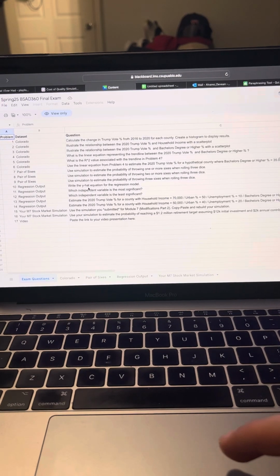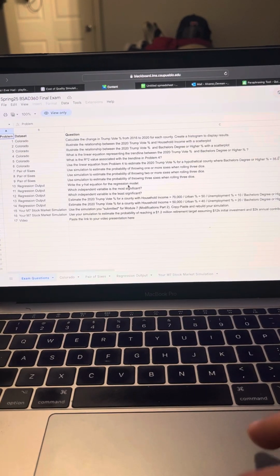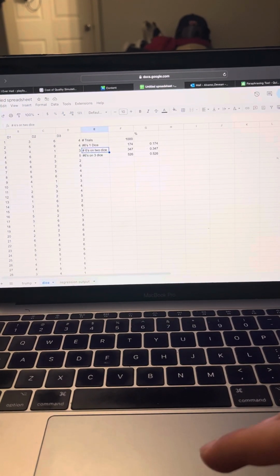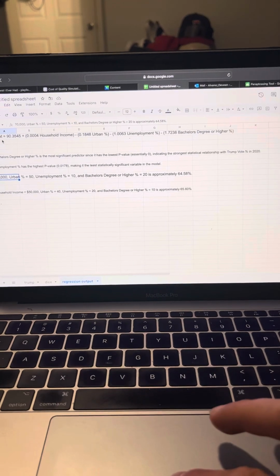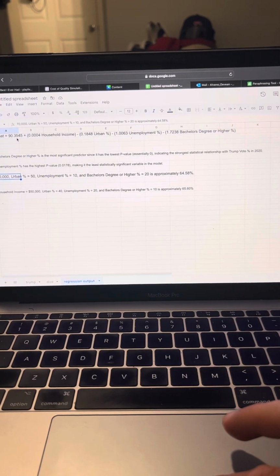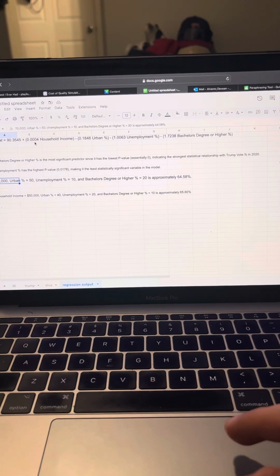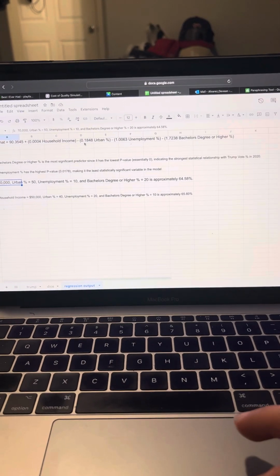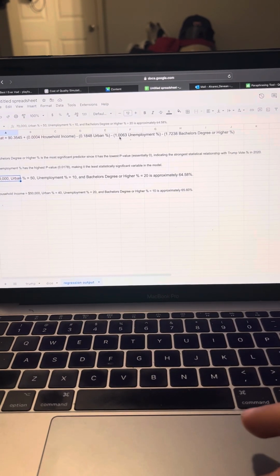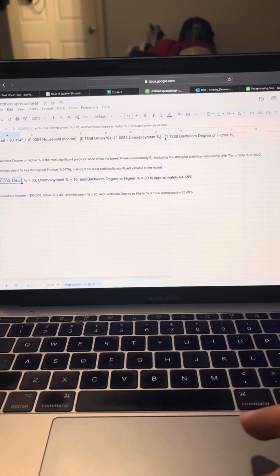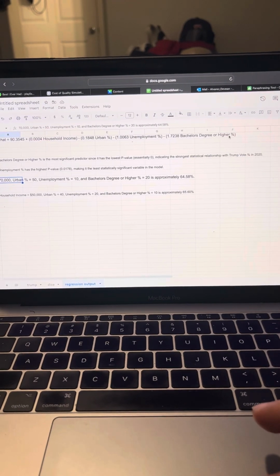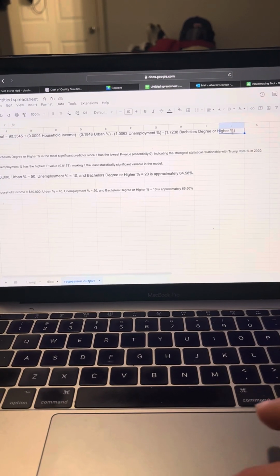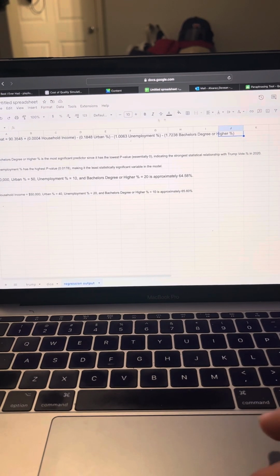And then write the y hat equation for the regression model. I have that here, and the y hat equals 90.3545 plus the household income minus the urban percent minus the unemployment percent minus the bachelor's degree or higher percent. And that gives me that.